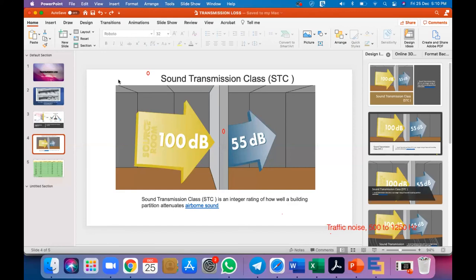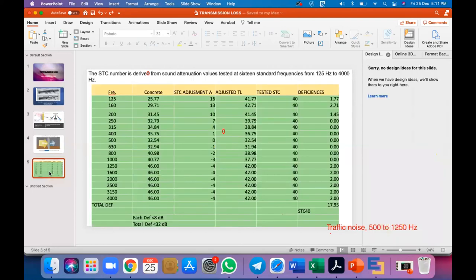It's similar to transmission loss, but this one we average from the transmission loss. The transmission loss is for each frequency, but SDC is the average for all frequencies. So we have the calculation here.